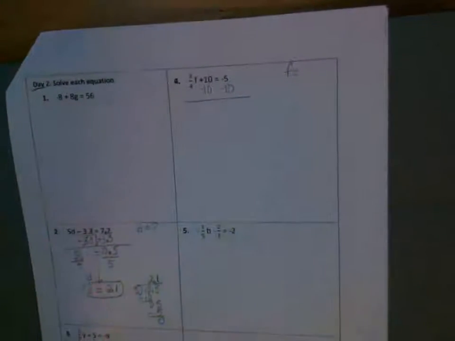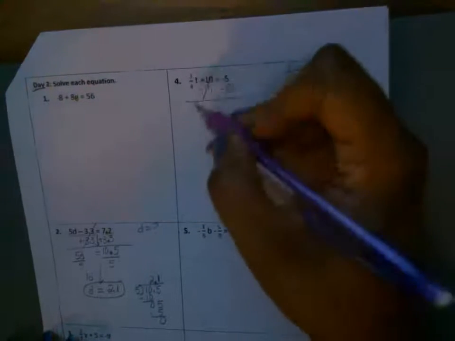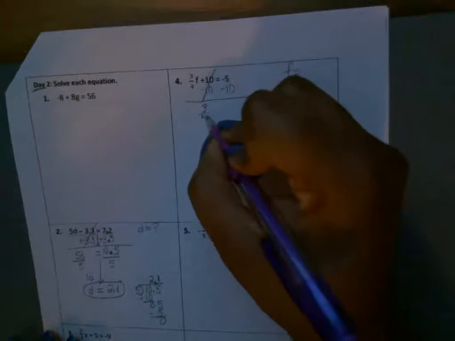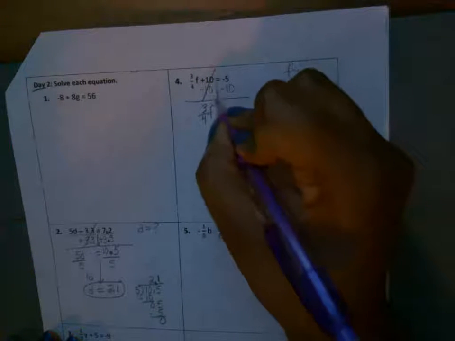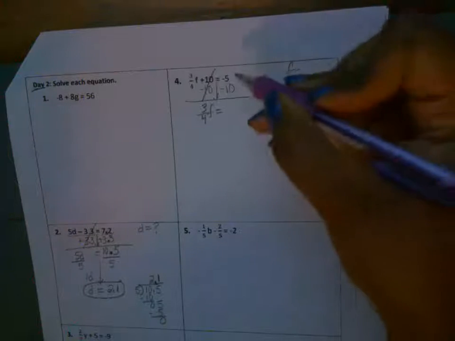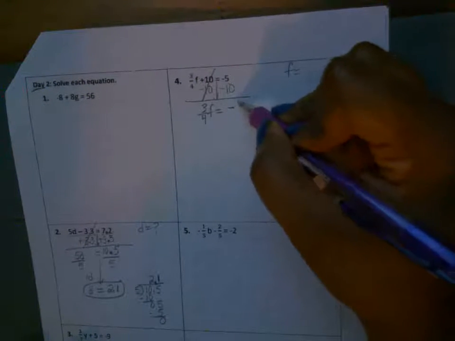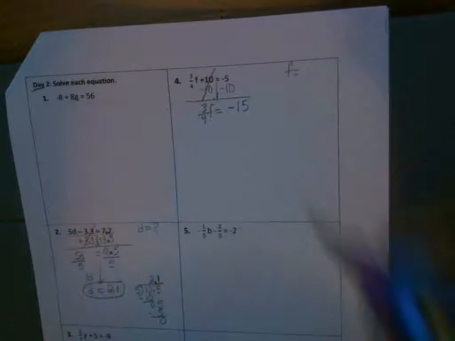When you subtract 10 from this side of the equation, this is 0, and you are left with 3 over 4f. Bring down your equal sign. On this side, you have negative 5 minus 10. That gives you a negative 15.